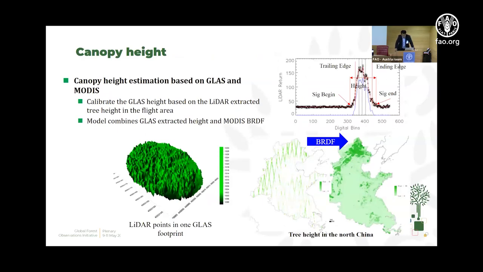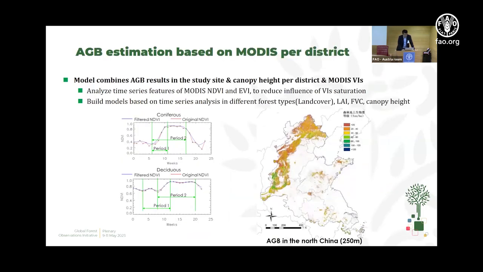And for the canopy height, we previously used the canopy height calibration based on the LiDAR extracted tree height in the flight area, and then we use the calibrated tree height in the GLAS footprint and the MODIS BRDF to estimate the rasterized canopy height. And finally, in each district, we first analyze time series features of MODIS NDVI and EVIs to reduce the influence of the vegetation index saturation, and then build models based on the time series analysis in different forest types with some other parameters.